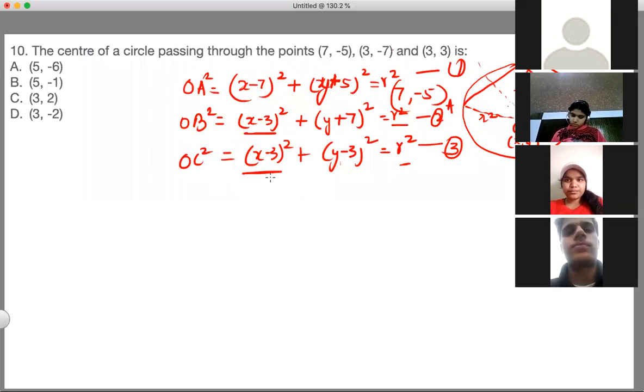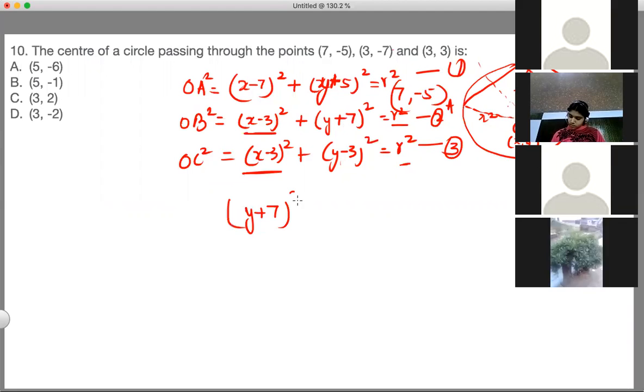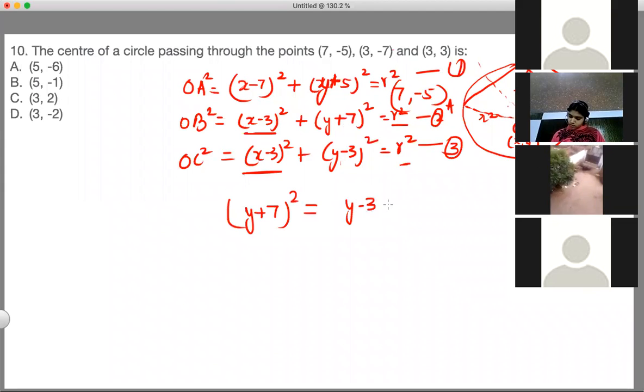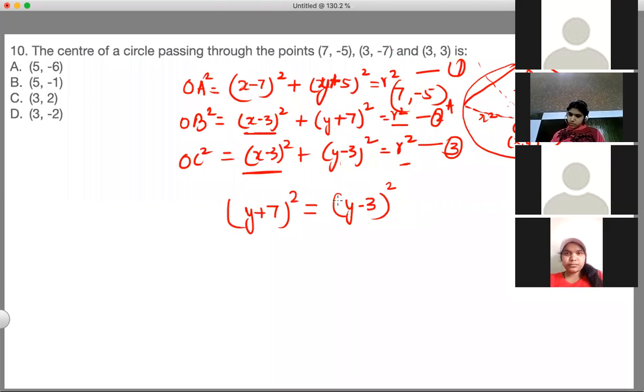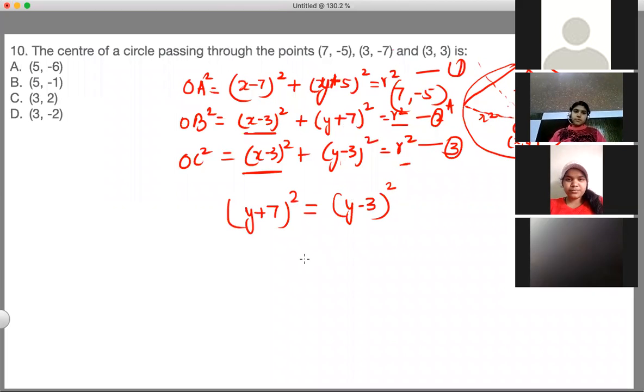तो लेट्स से वी सब्ट्रैक्ट द टू इक्वेशंस. Okay, so what will we actually get? We will get y plus 7 whole square is equal to y minus 3 whole square. Right? इसका क्या मतलब होता है? How will we solve this equation now?